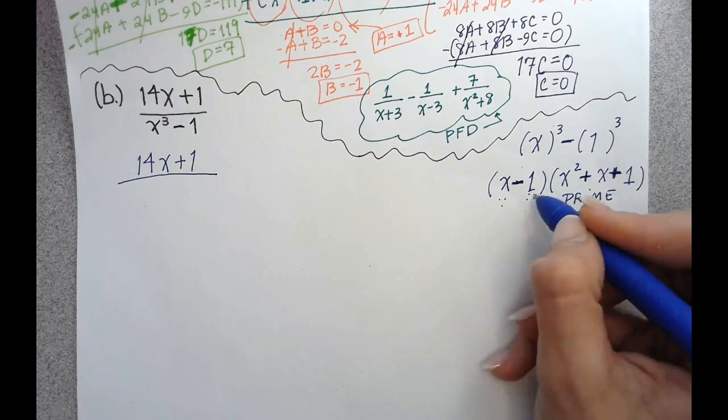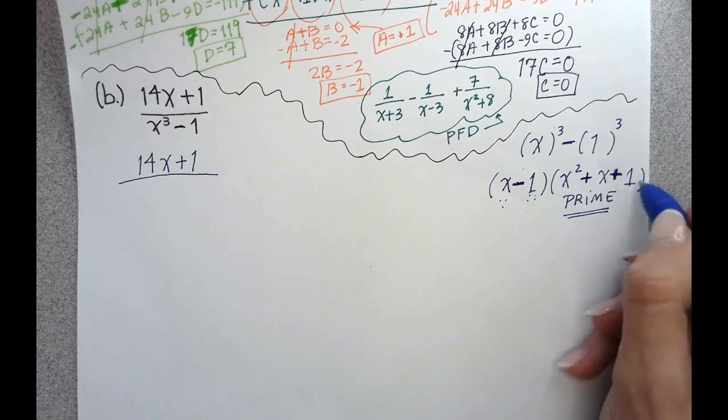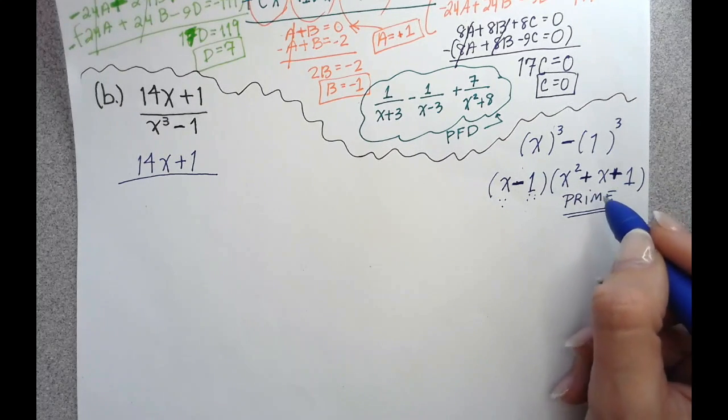Okay? This is linear, quadratic. This is going to have a constant above it. This could have at most a linear expression above it.